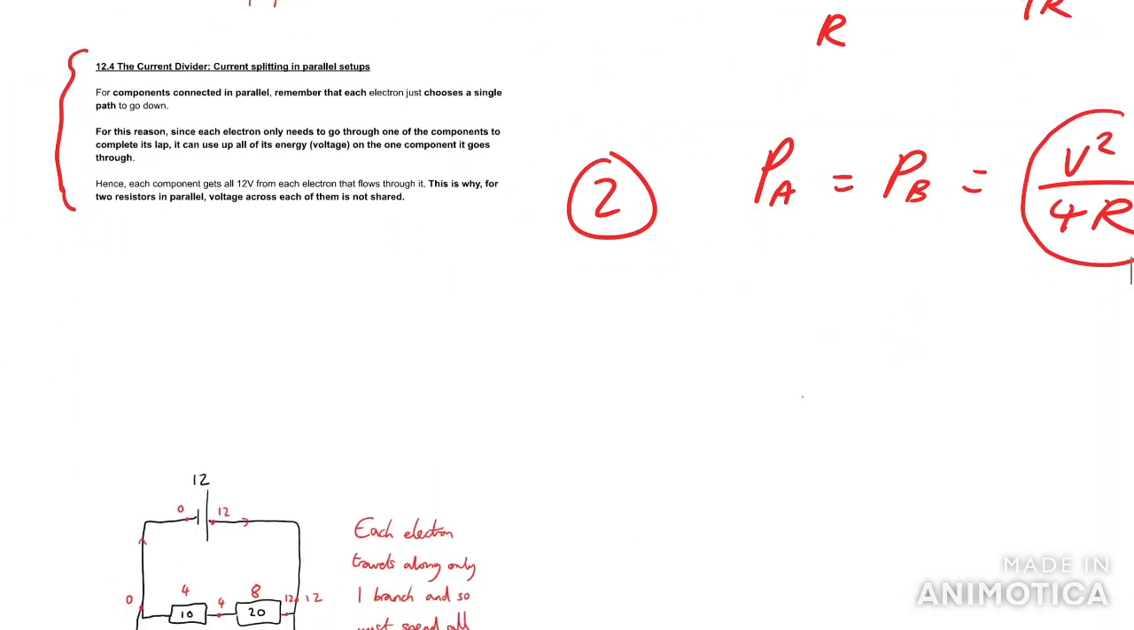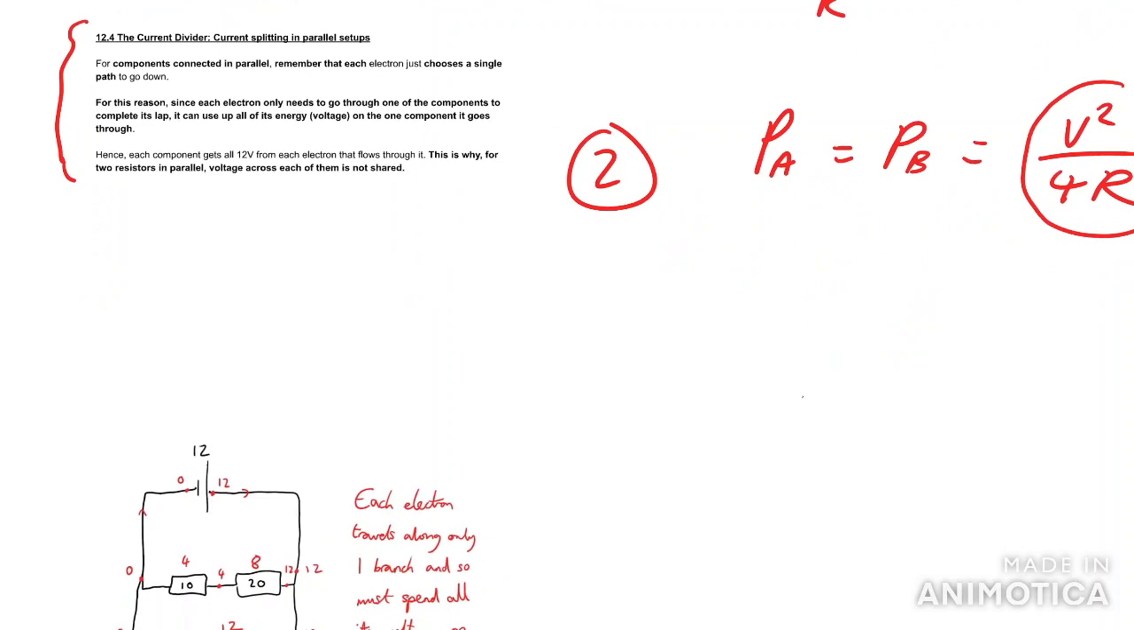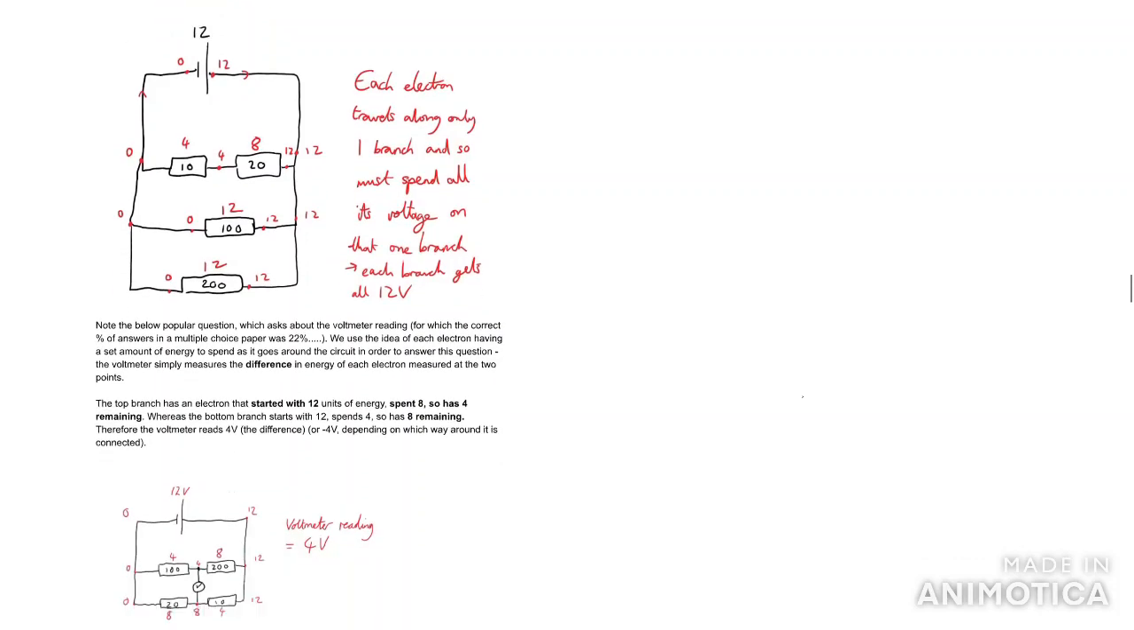What we can say, just using our intuition, we know that in parallel, using the idea of electrons, each electron has to make a choice. Voltage won't split because each electron has to spend all of its energy, regardless of what path it goes down. Whereas current obviously will split because some electrons choose to go through the top path and some through the bottom path. And so you can see here, I've just got more potential divider things going on.